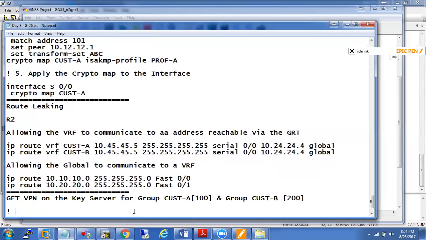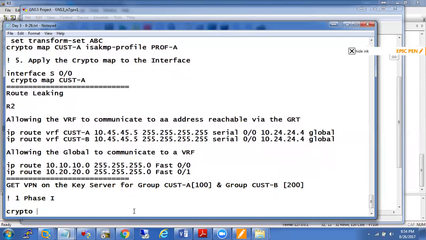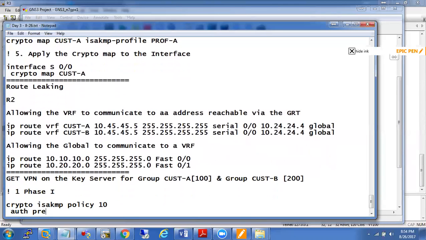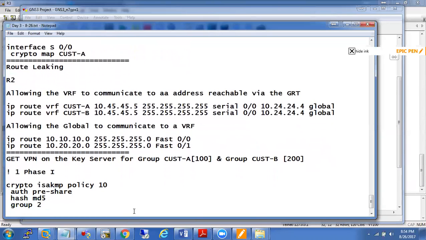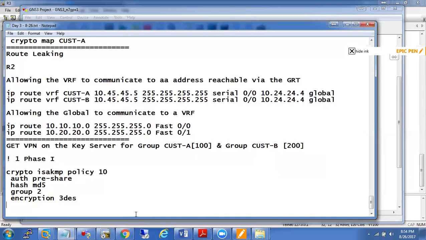Okay. Step 1, phase 1. Crypto ISAKMP policy 10, auth pre-share, hash MD5, group 2, and what else? Encryption triple DES. There's no VRFs over here, right? So normal ISAKMP.